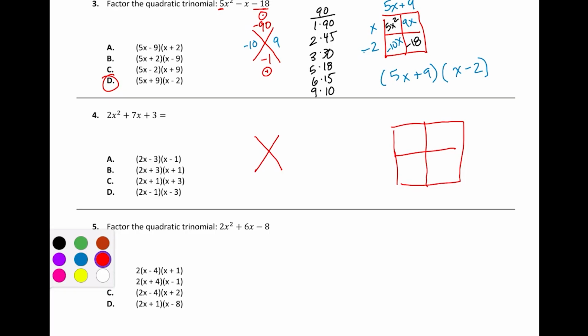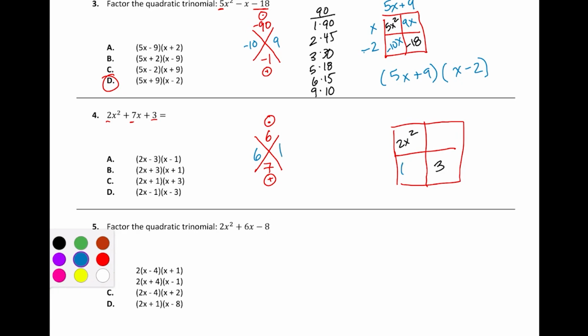The number that we're trying to multiply to is going to be 6. The number we're trying to add to is 7. This one might be a little easier because the numbers are smaller. In my area model, the top left is going to be 2x squared, and the bottom right will be 3. So now we're ready to find those two numbers. And really, the only two numbers that'll work here will be 6 and 1.